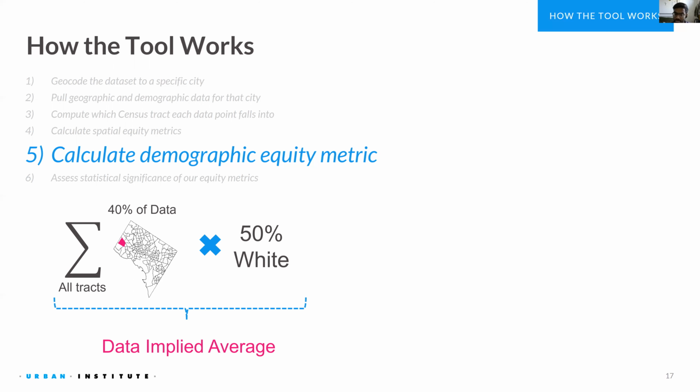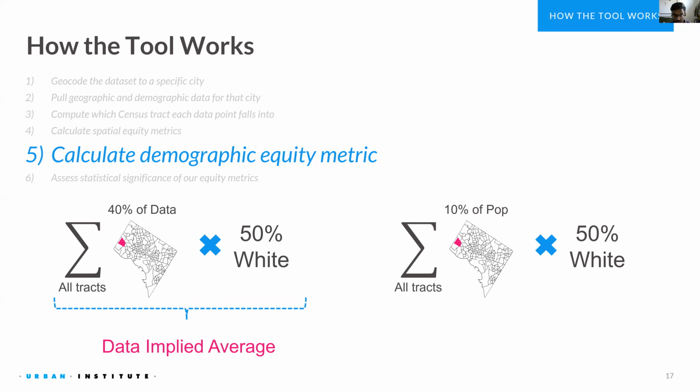And so what that means is it's essentially calculating the average percentage of white neighborhoods across the data as a whole. And then we do the same calculation, but instead of looking at the percentage of the data coming from each tract, we'd look at the percentage of the population coming from each tract. So in this case, that tract contains 10% of the city's population. It's still 50% white, so now it would be 10% times 50%. We can do that calculation for all of the tracts, and this would be the citywide average, or in other words, the actual average of white neighborhoods across the city at large.